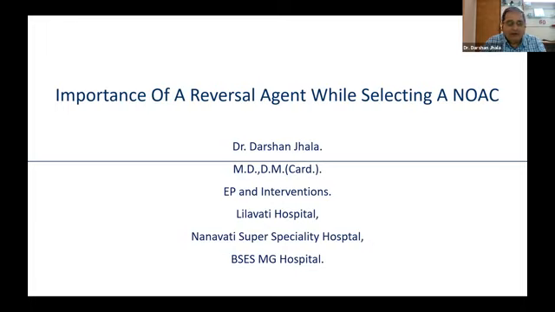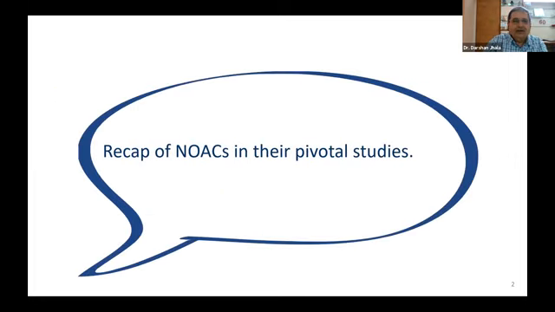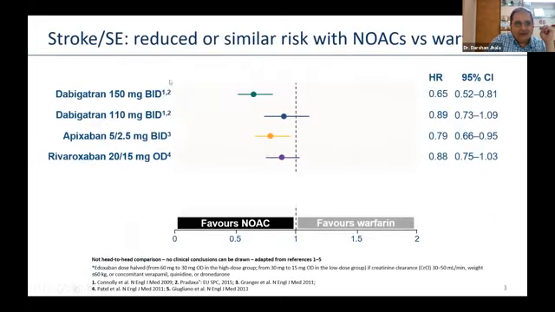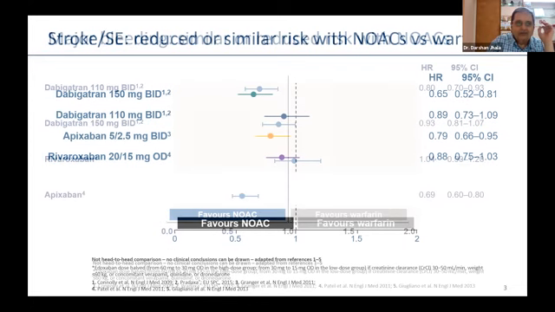So to put this in perspective, let us go ahead with some basics of NOACs, recapitulating their role and their pivotal studies. So we see that all NOACs, dabigatran both the doses, apixaban both the doses, and rivaroxaban both the doses, are all much better in reducing stroke and systemic embolization when compared to a standard drug like warfarin. So this much is established, that all three drugs work better than warfarin when it comes to efficacy.